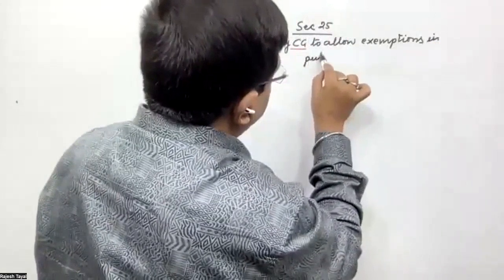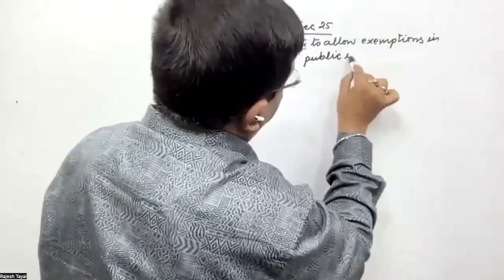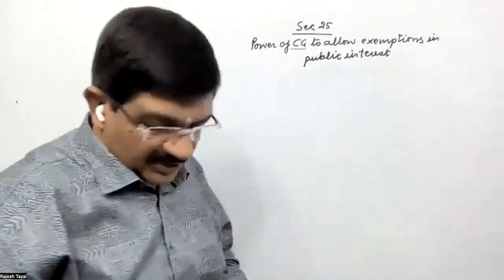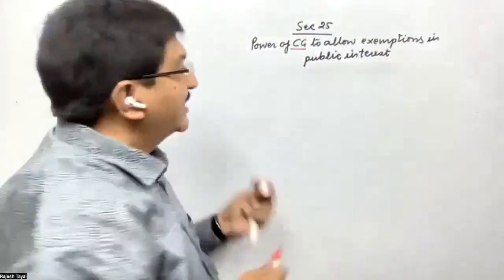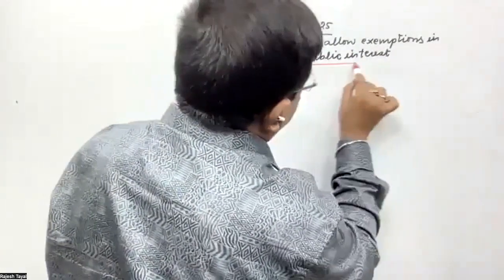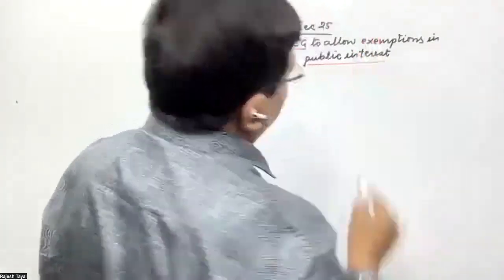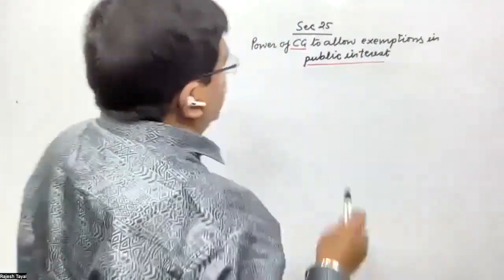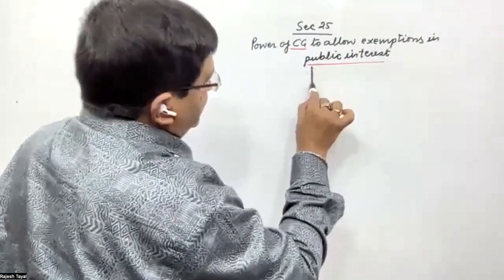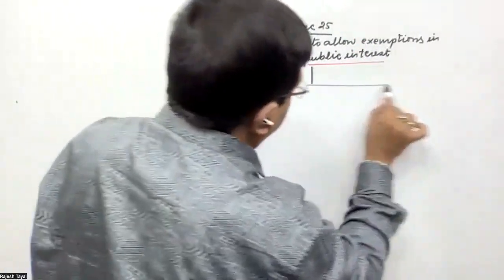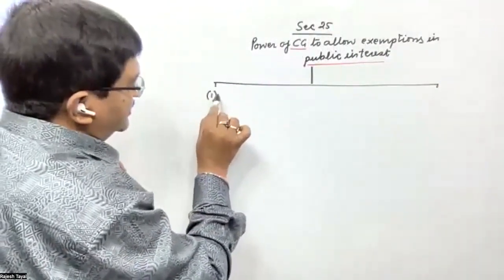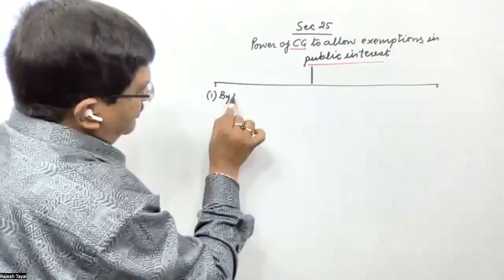You can add further, in public interest. So another reason has been added in the title itself. Power of the central government to allow exemptions, but the exemptions are primarily for public interest. Now, this exemption can be granted in 2 ways. Under subsection 1, this is by way of notification.